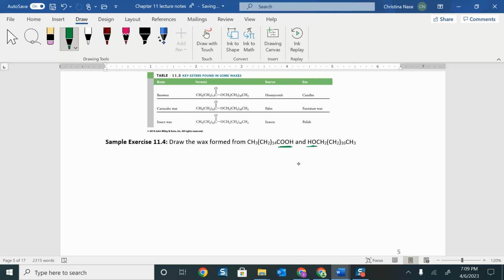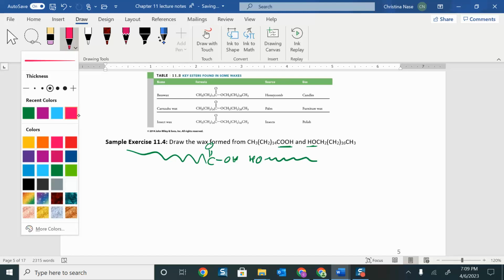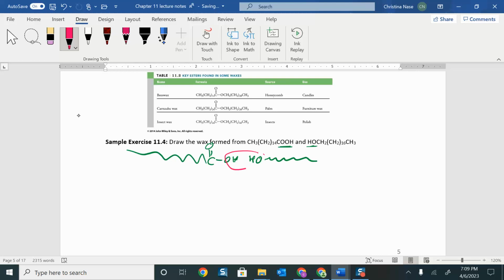So I'm going to do a little mini snapshot of what we're doing, and then we'll fill in the blanks here. I'm going to take this carboxylic acid with this long chain, and I'm going to take this alcohol with a long chain over there as well. I'm going to remove the H and the OH. It doesn't matter which O you take there, but I'm going to make an ester.